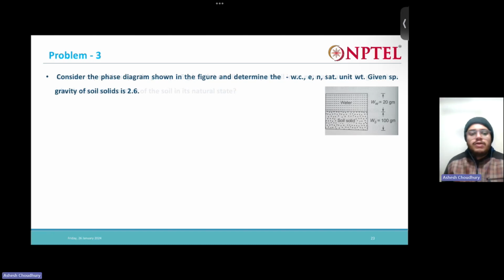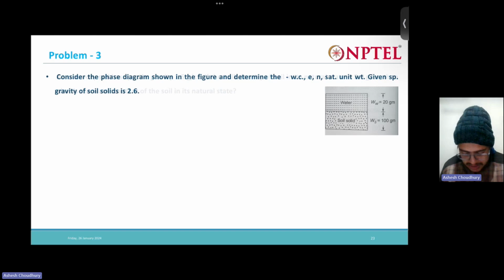Okay. Let us see the next problem. Consider the phase diagram shown in the figure and determine the water content, void ratio, saturated unit weight. Given the specific gravity of soil solids is 2.6. Here is the phase diagram. In the phase diagram, the weight of soil solids is given, and the weight of water is given. What we need to do is determine the water content, the void ratio, and all other stuff.